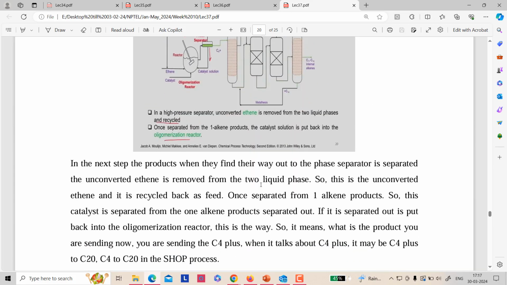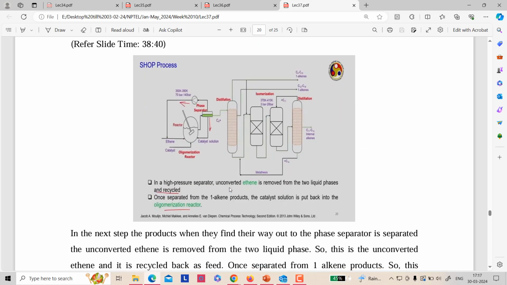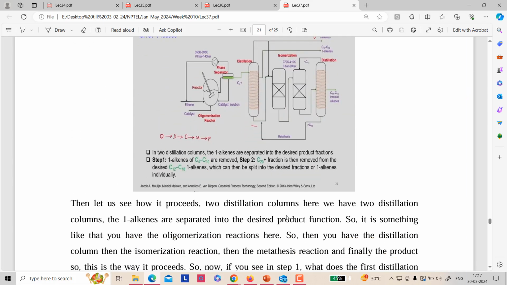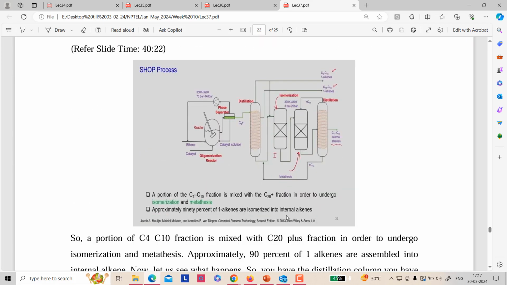So this is the SHOP process. That is the metathesis process. This is the SHOP process. Okay, everything is happening. The isomerization is also happening. The metathesis is also happening. So this is the reaction. You need to remember the flow chart.